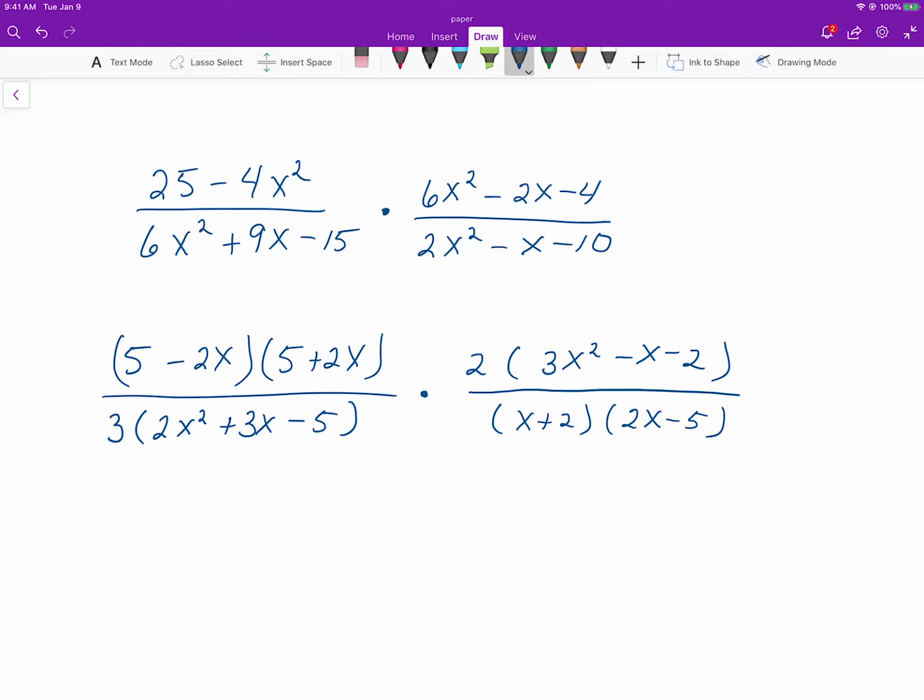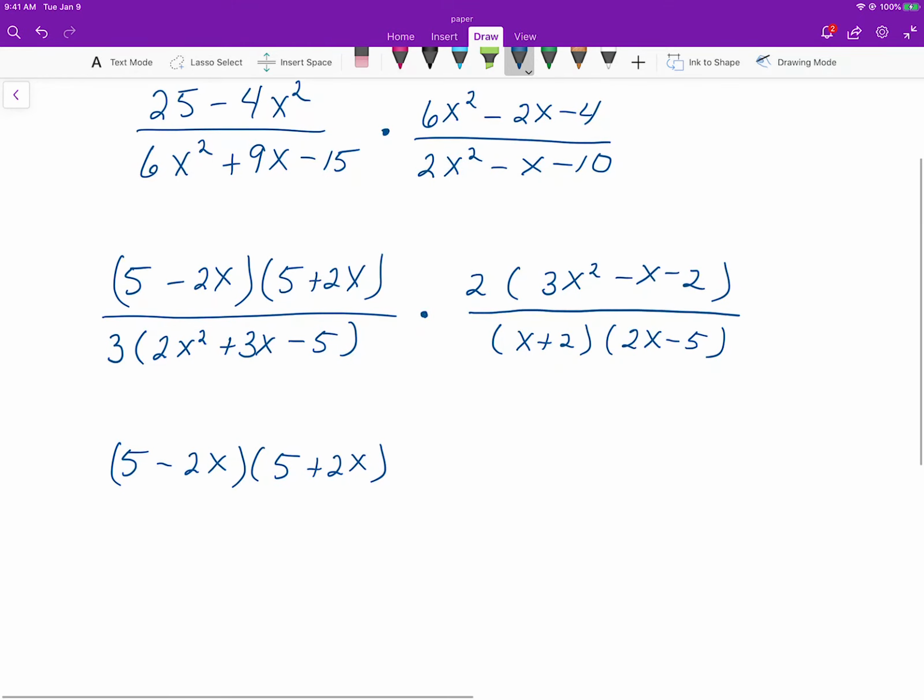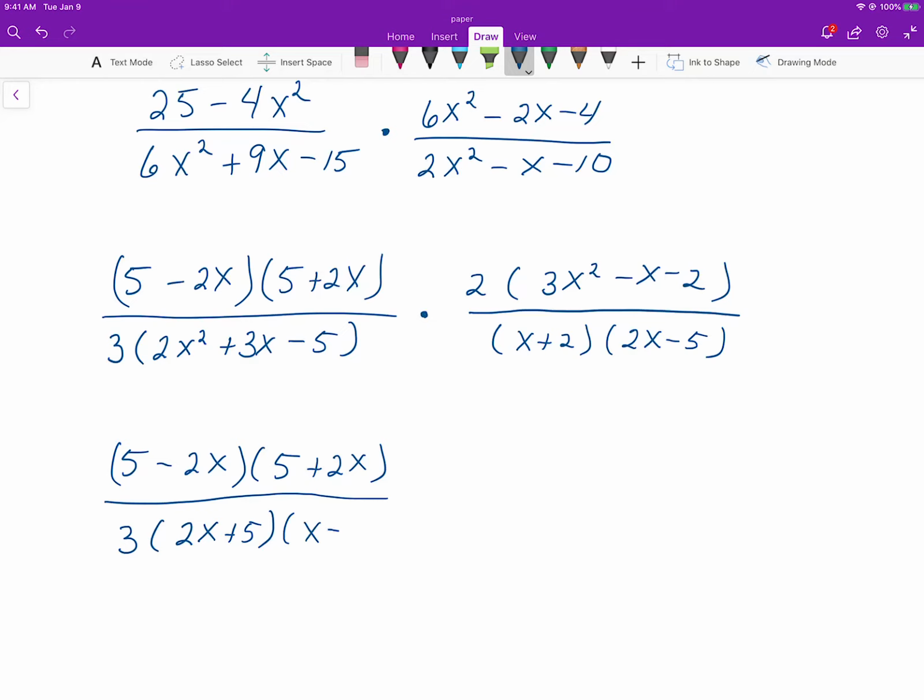Okay, so we've already factored our first numerator. We have a greatest common factor. It is one of our factors in the denominator, so we are going to leave all of our factors and copy them down. And then just copying down my numerator right now. I want to leave my greatest common factor in the denominator. Now I need to factor that quadratic, and that's going to be 2x plus 5, and then x minus 1.